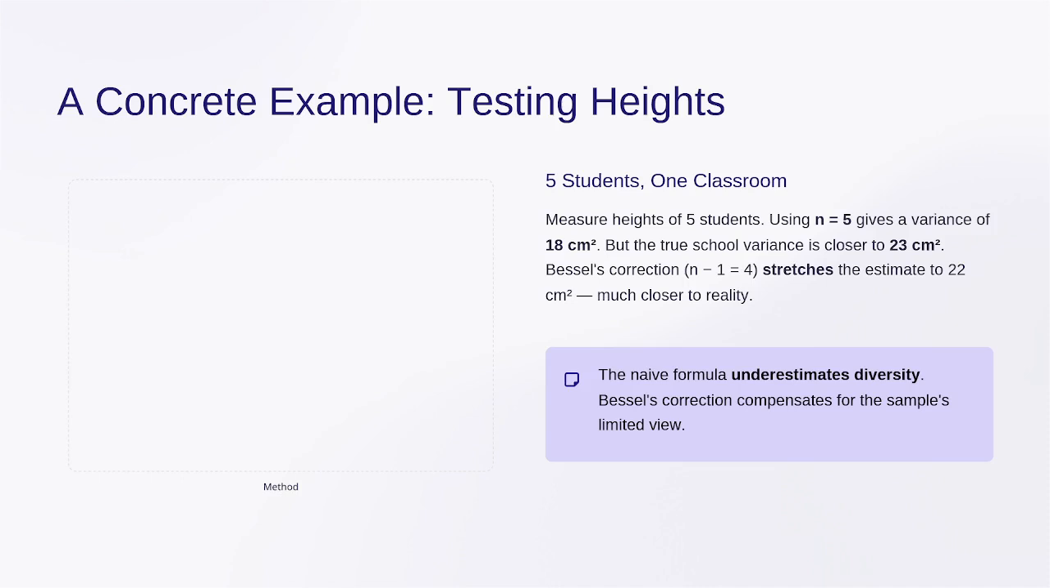Let us make this real. Suppose we measure heights of 5 students and we calculate variance. Using n, variance is 18 centimeters squared. Using n minus 1, variance is 22 centimeters squared. And let's say the actual school variance is 23 centimeters squared. Which one is closer? 22. That's why Bessel's correction works better. A sample sees only a part of reality, so we slightly adjust it. It's like zooming out for a clearer picture.